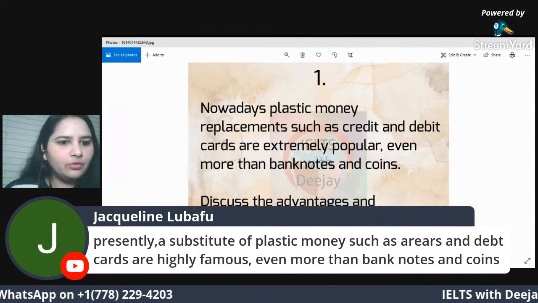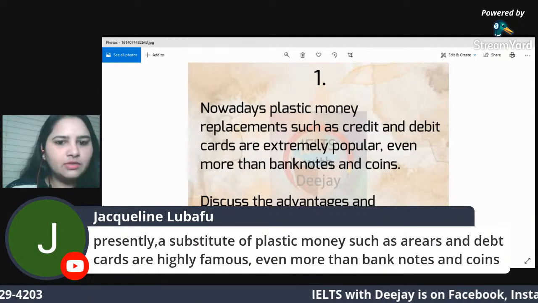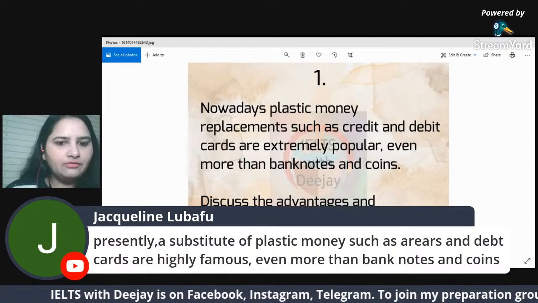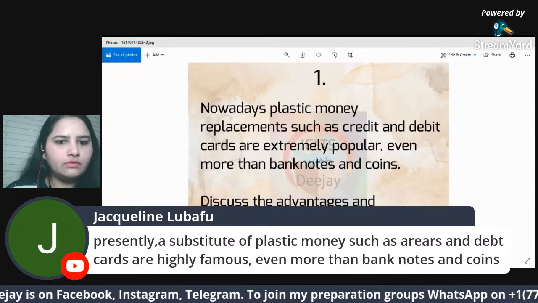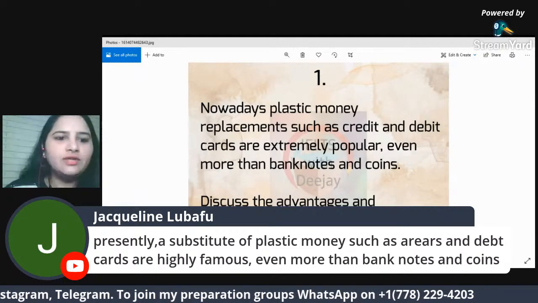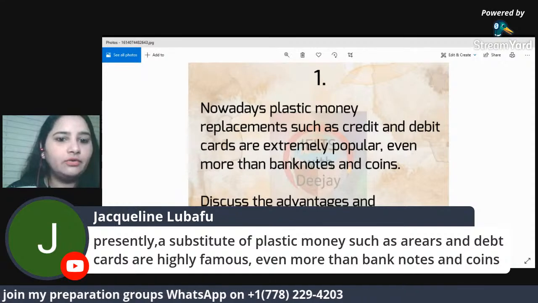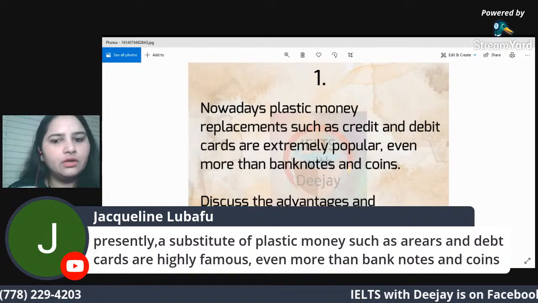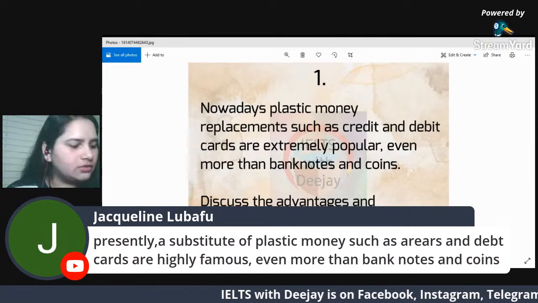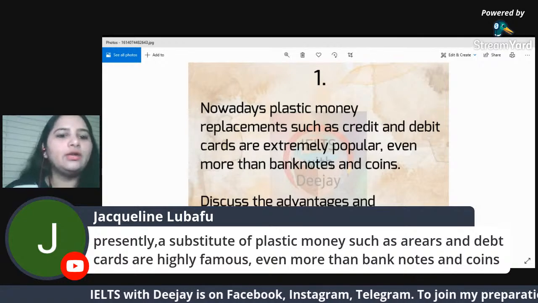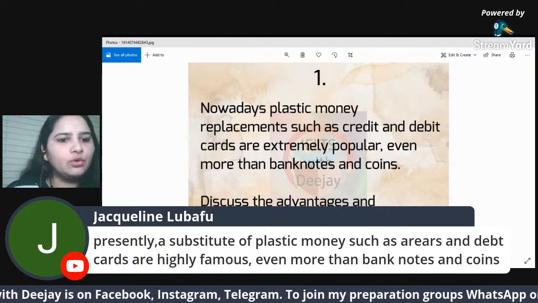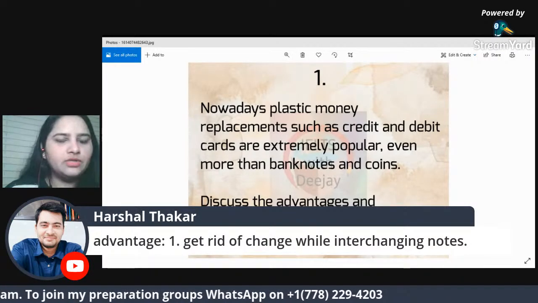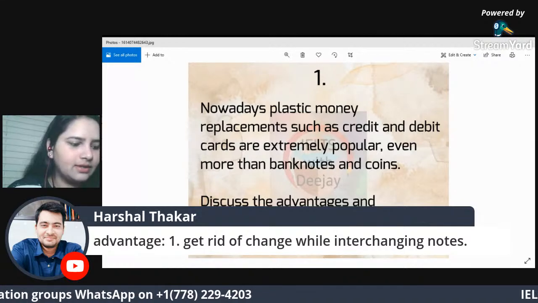Okay, so we have one more introduction. Presently, a substitute of plastic money such as credit and debit cards are highly famous, even more than banknotes and coins. Try to change the last sentence. After "even more," that is totally the same. You can simply say "more than"; do not write "even." So there will be one change that you can do. If you're not able to find anything, try to skip one or two words that will show a change in your writing. Okay. Advantage: get rid of change while interchanging notes. You can say that.